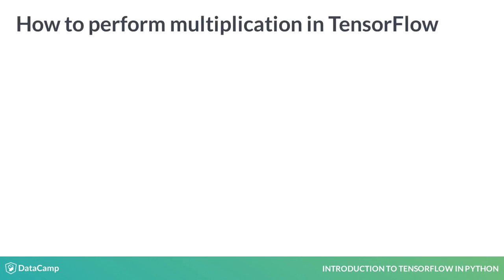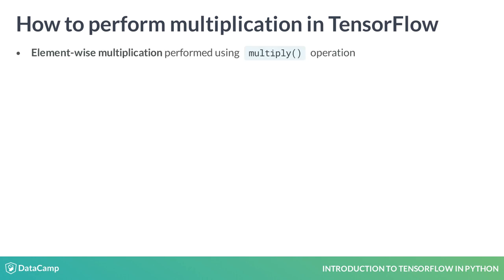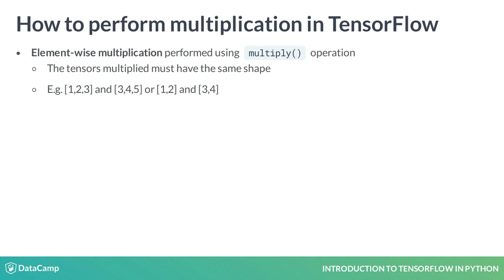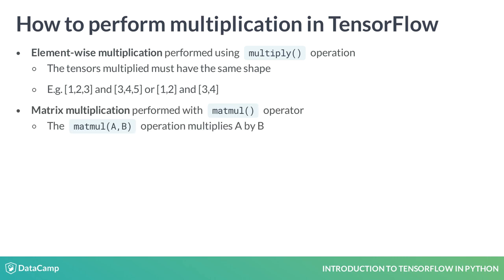We will consider both element-wise and matrix multiplication. For element-wise multiplication, which is performed with the multiply operation, the tensors involved must have the same shape. For instance, you may want to multiply the vector 1, 2, 3 by 3, 4, 5, or 1, 2 by 3, 4. For matrix multiplication, you use the matmul operator. Note that performing matmul AB requires that the number of columns of A equal the number of rows of B.